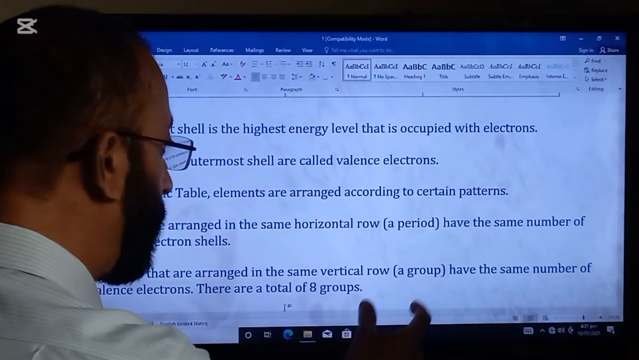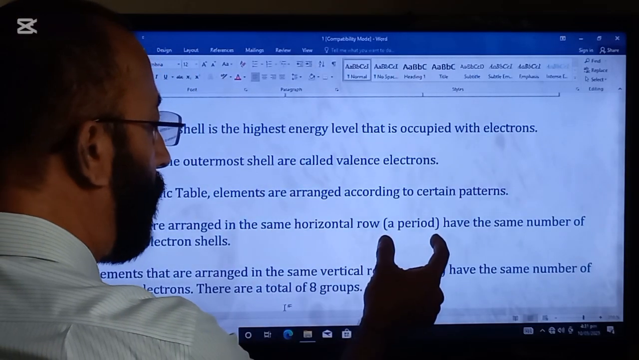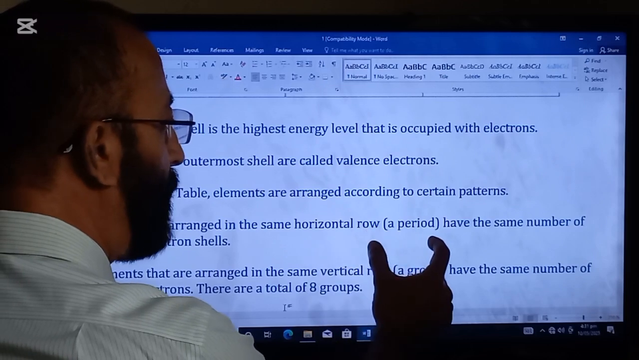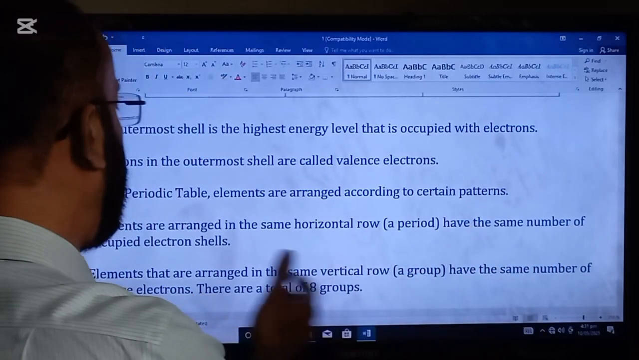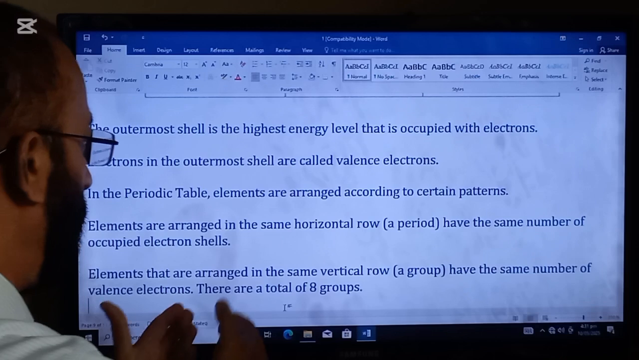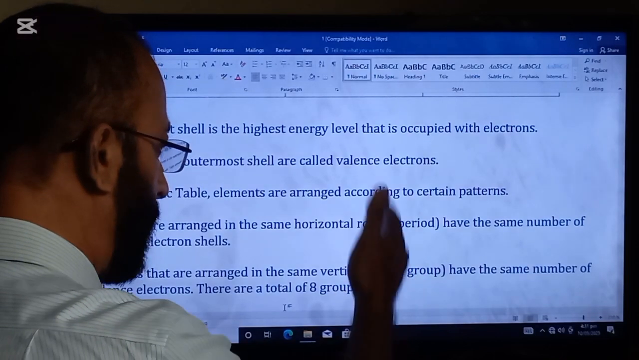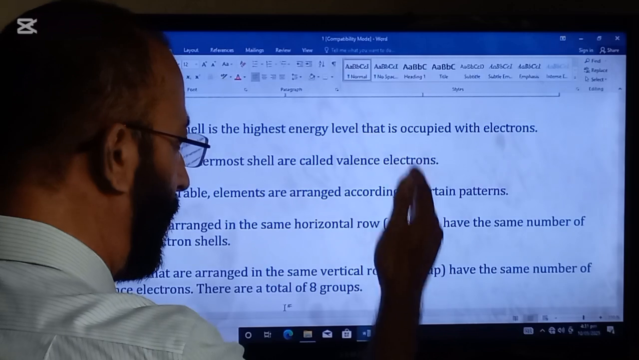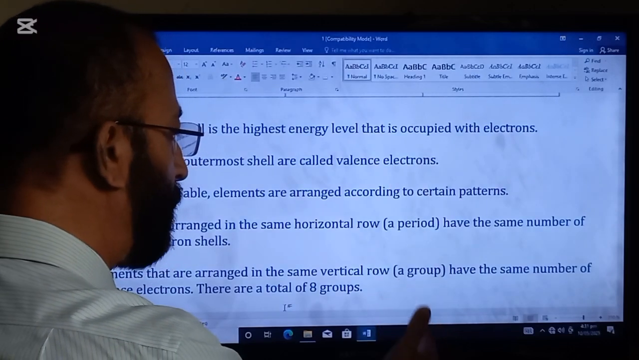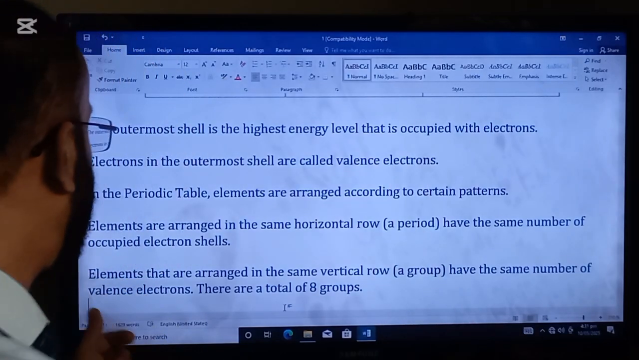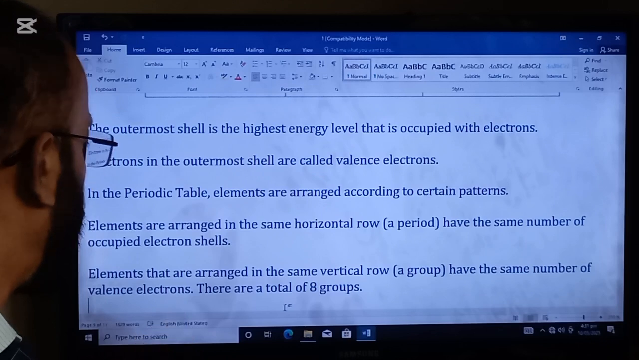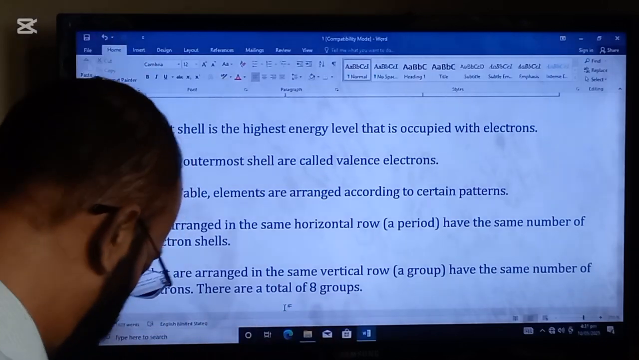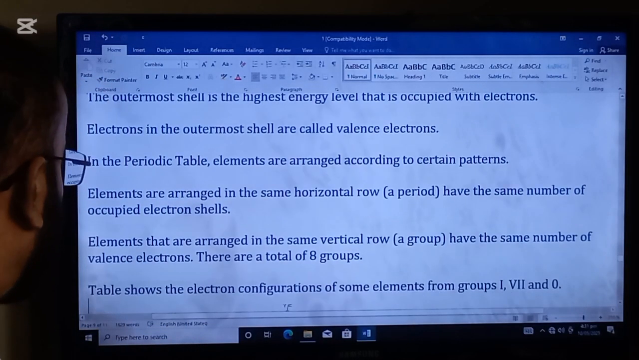So vertical rows are called groups, horizontal rows are called periods. In every period, all the elements have the same number of electron shells. In every vertical row, also called a group, all the elements placed in the same group have the same number of valence electrons, and there are 8 groups in total.